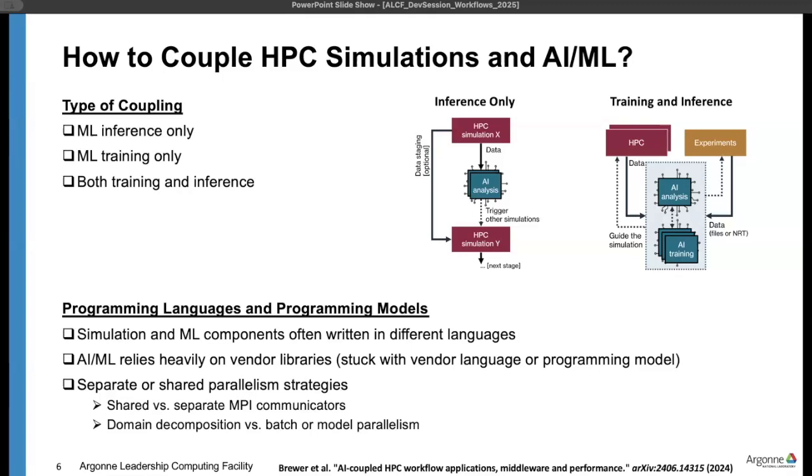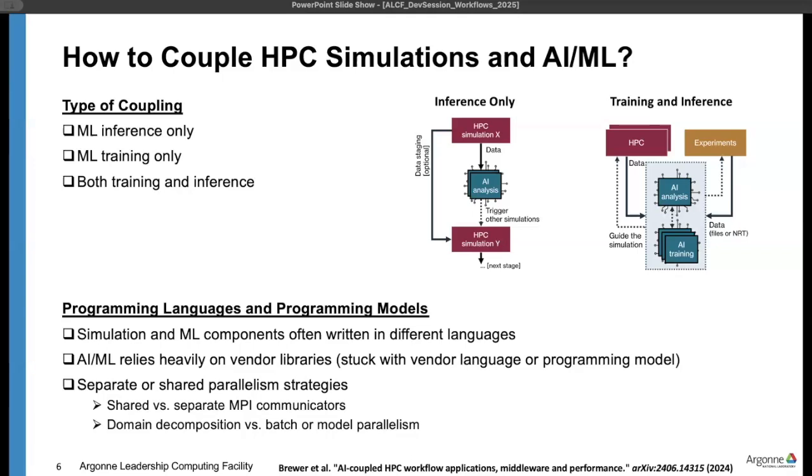So simulation is usually done with compiled languages like C, C++, Fortran, but machine learning and AI is mostly done in Python, right? So how do the two come together? And also there are different programming models and parallelism strategies. Do you want to share, for example, the same MPI communicators between all your different components, or do you want to have completely distinct binaries running the different components?